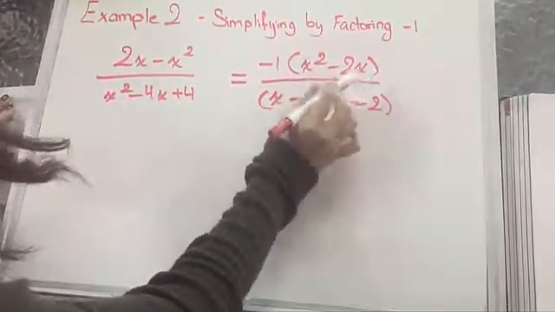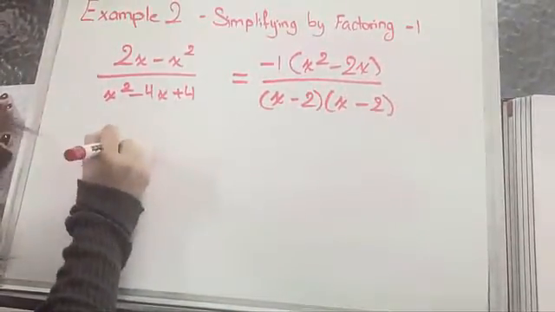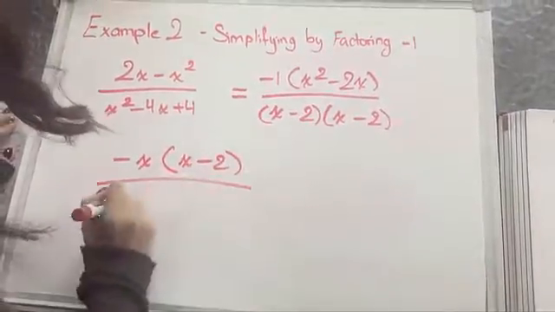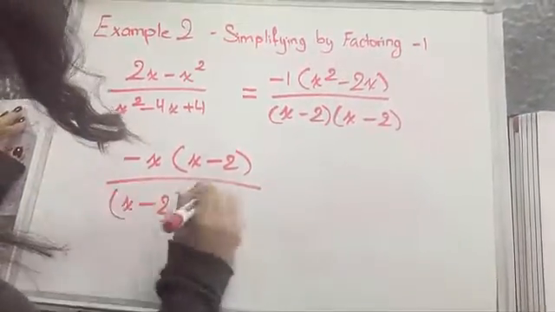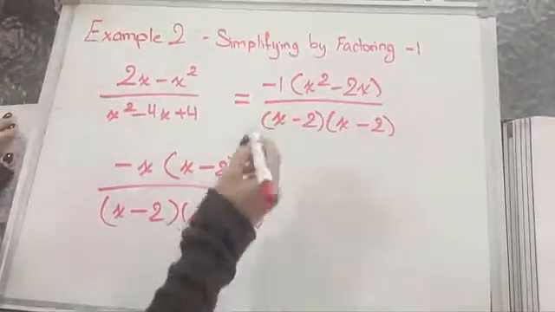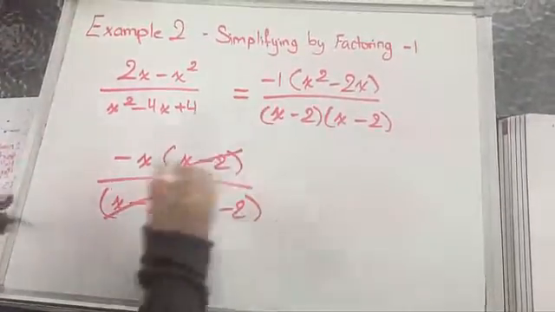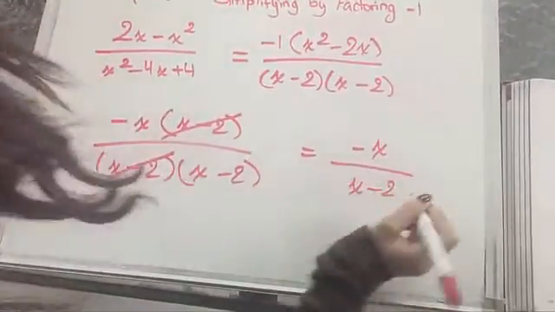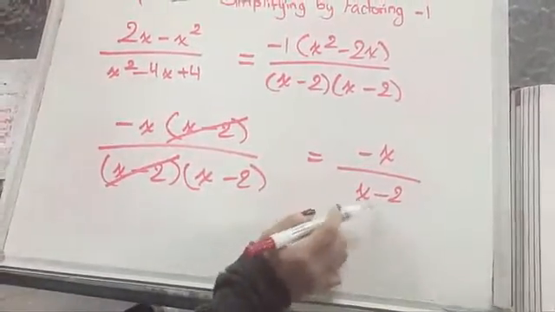Then there's a common factor here, which is x, so you factor it out also. It becomes negative x times x minus 2 over x minus 2 times x minus 2. Since they're common, you cancel them out, and the final answer is negative x over x minus 2. So the expression is undefined at x equals 2.